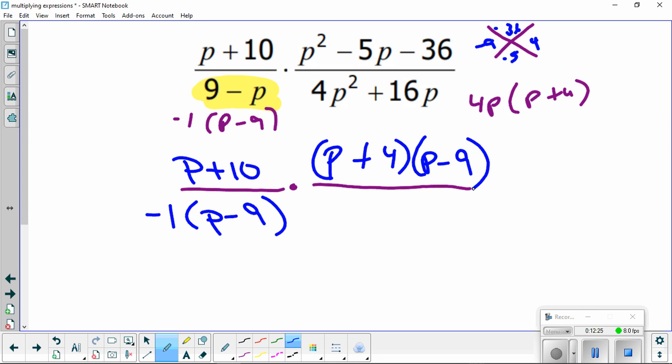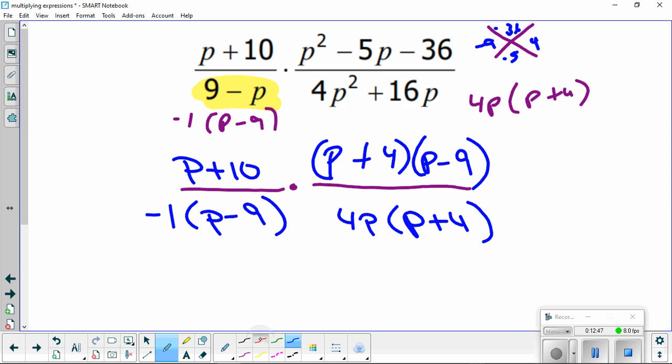The last one's the weirdest one. I'm going to take out a 4 and a P. So I'm left with 4P on the outside, P plus 4 on the inside. The factoring is the hard part. The canceling is like the dessert, right? We just ate the vegetables. Now we get dessert. And the dessert is, please let a lot of stuff cancel. And a lot of stuff does cancel.